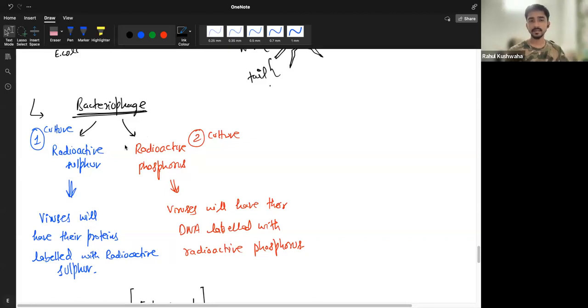On the other hand, another set of viruses were kept with radioactive sulfur.